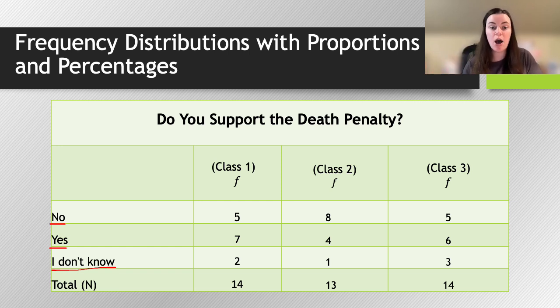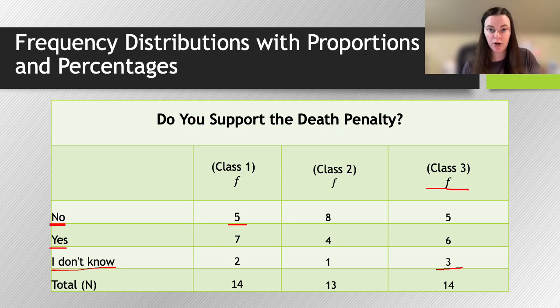So if I was curious how many individuals did not support the death penalty in Class 1, I would first go to my Class 1 column up here and then look at how many people did not support the death penalty, and I'd find that it was 5. 5 students did not support the death penalty. I can also look at other aspects too. Maybe I'm interested in my third class, Class 3, how many people said they were unsure or they didn't know if they supported it or not. Again, all I have to do is go over to my column here under Class 3 and see how many people selected I don't know, and I see that 3 students said they were unsure or they didn't have a strong opinion about the death penalty either way.